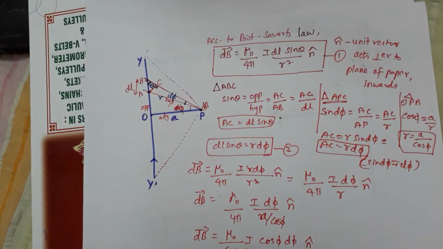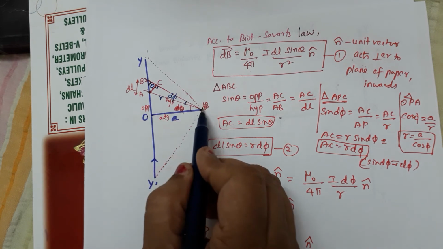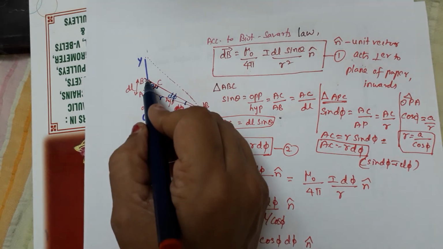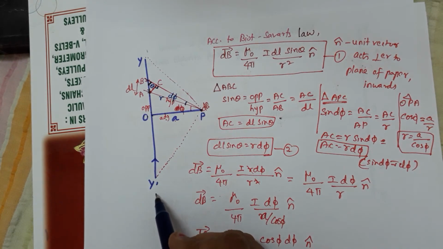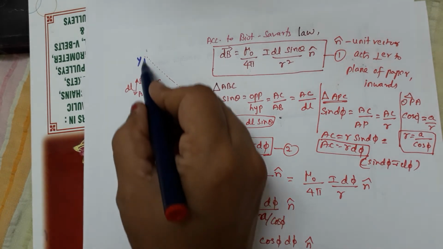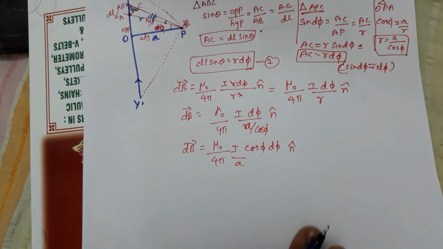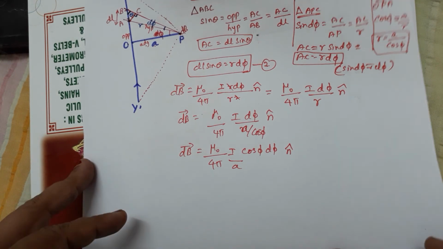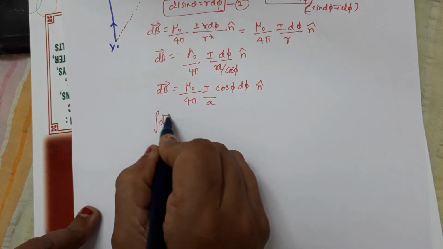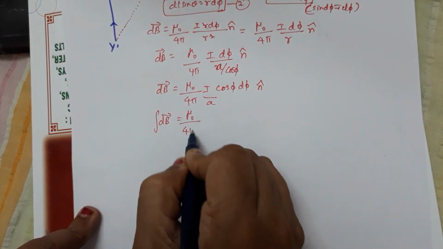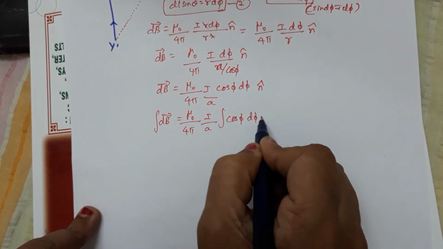See, a small portion produces magnetic field dB. If you add up all the small portions, you will get the entire length of the wire, right? So the full length of the wire produces magnetic field B. So to find B, what do you have to do? You have to sum up all this. That means you have to integrate. B is equal to mu naught by 4 pi I by a integral cos phi d phi n cap.